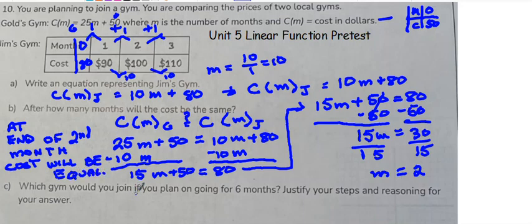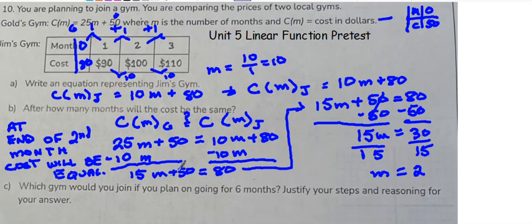And finally, which gym would you join if you plan on going for 6 months? Well, if it's less than 6 months, I would probably go with Gold's Gym, because the startup fee is cheaper. So at the very beginning, Gold's Gym would be less expensive. But anytime after 2 months, Jim's Gym would be the least amount.